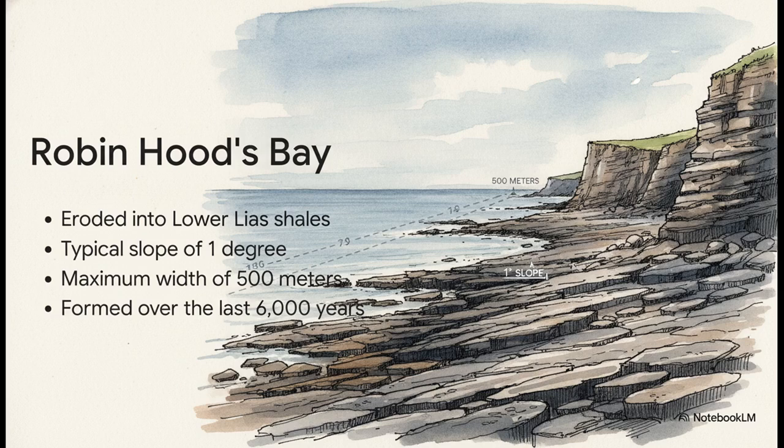It has a very gentle typical slope of just 1 degree, though it ramps up to 15 degrees in some spots. It stretches an impressive maximum width of 500 meters offshore, and it's been actively forming for the last 6,000 years during periods of steady sea level rise.